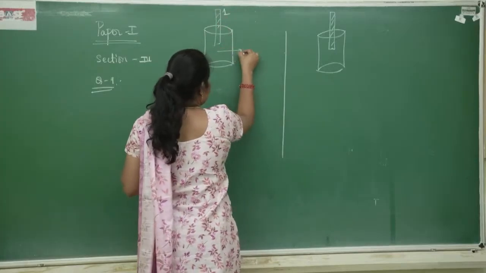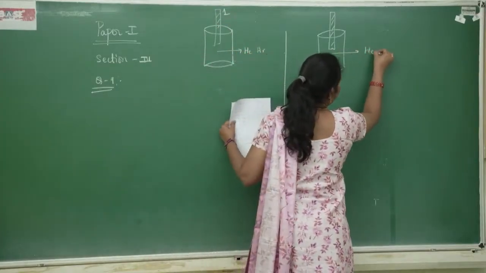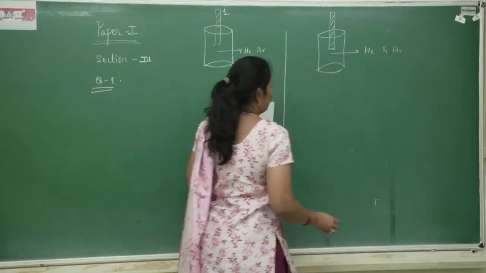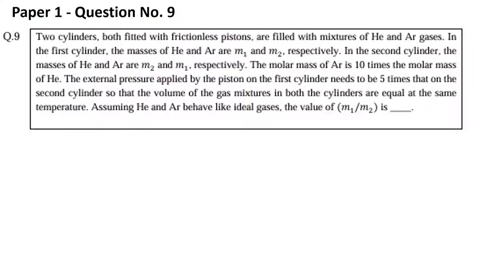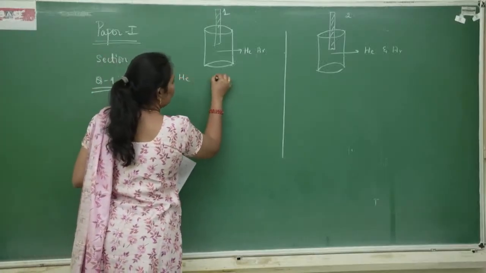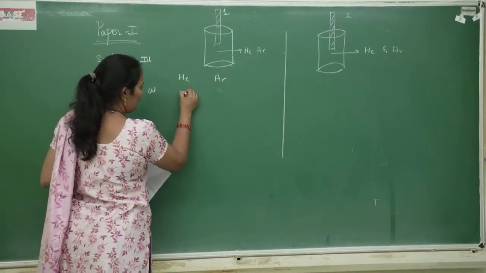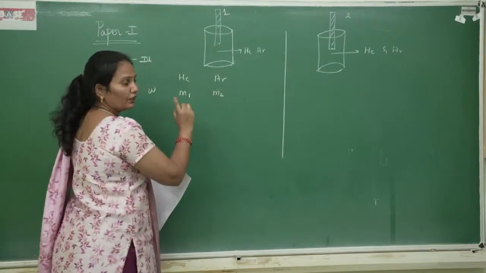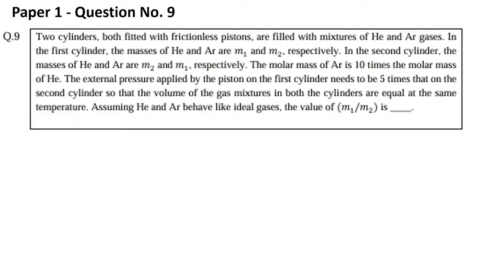In both the cases, the gases are the same, that is helium and argon gases. Here also it will be helium and argon, both of them are there in cylinder 2. Now the question is, in the first cylinder, the mass of helium and argon are M1 and M2. Let me write this. So you have helium and argon, given mass. In the first cylinder, the masses of helium and argon will be M1 and M2 respectively.